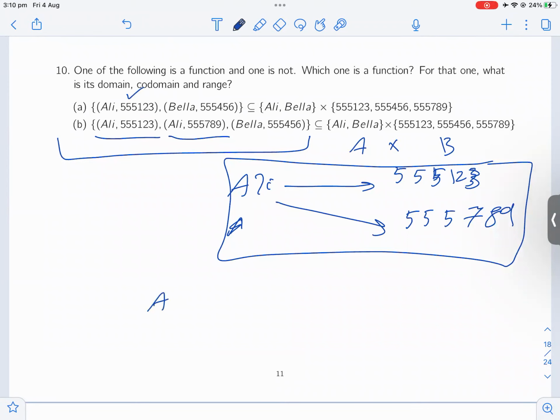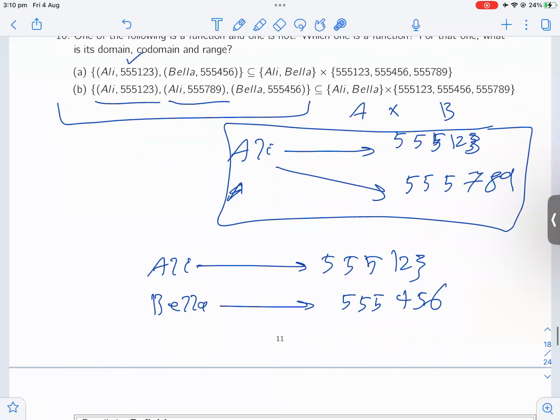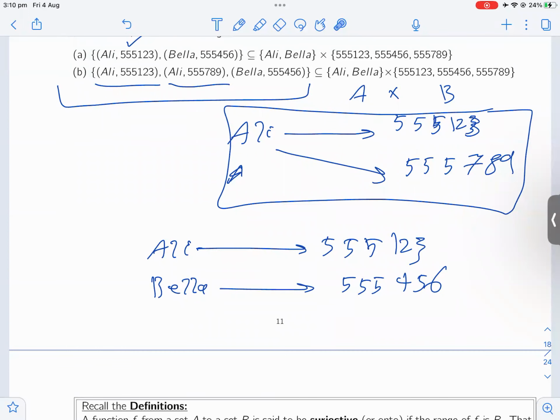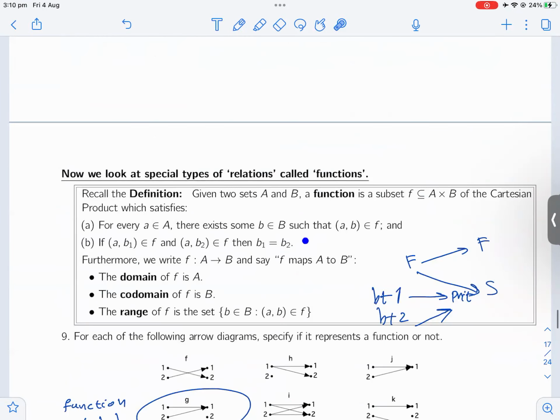But you can see this one. This one is Ali to 5, 5, 5, 1, 2, 3. This Isabella is 4, 5, 6. So this is a simple example, but I prefer to do it this way, so it is easy to understand whether it is a function or not. Sometimes this part is not easy.